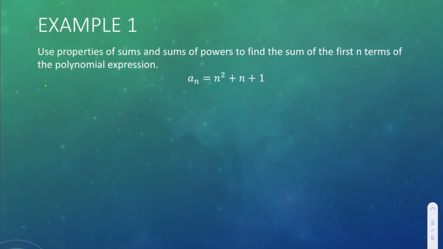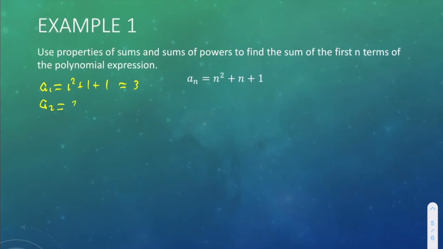And so we've got a sub 1 then is going to be 1 squared plus 1 plus 1. And that's just 1 squared is 1 plus 1 plus 1, that's 3. And a sub 2 then is going to be 2 squared plus 2 plus 1, and that's equal to 2 squared is 4 plus 2 is 6 plus 1 is 7. And a sub 3 is going to be 3 squared plus 3 plus 1. 3 squared is 9 plus 3 is 12 plus 1 is 13.